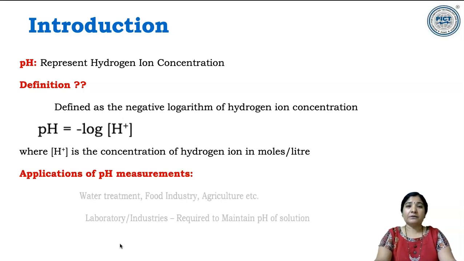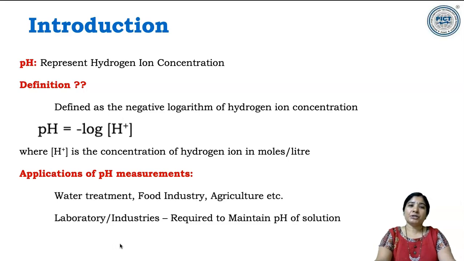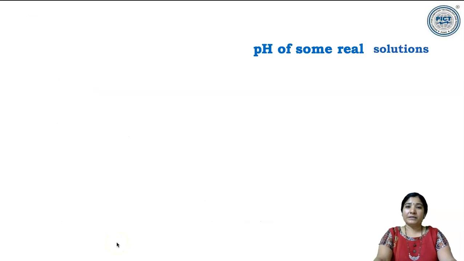And if we see the applications of pH, then pH measurements are mandatory for different types of industries like food industry, paper and pulp industry, paste industry, agriculture industry, even in water treatment it is required. And not only in industries, it is also used in laboratories wherein the pH of a solution is required to be maintained. Now, let us take the pH of some real systems.